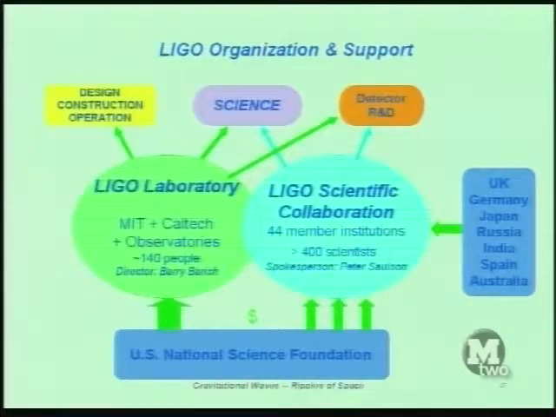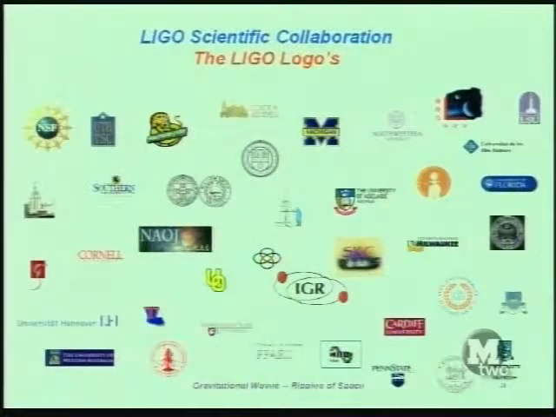Okay, let me talk a little bit about LIGO's organization. LIGO Laboratory consists of MIT and Caltech groups, plus the 2 observatories at Hanford and Livingston. And then on top of that, there is a scientific collaboration for analyzing the data and assisting in operations called the LIGO Scientific Collaboration, the LSC. It has foreign partners, and all of this is funded by the U.S. National Science Foundation. Here are the LIGO logos. You'll recognize one of them here, us.